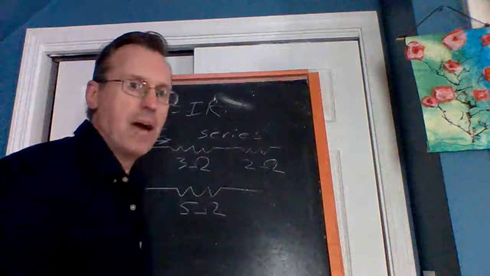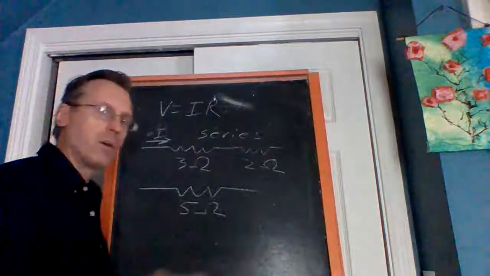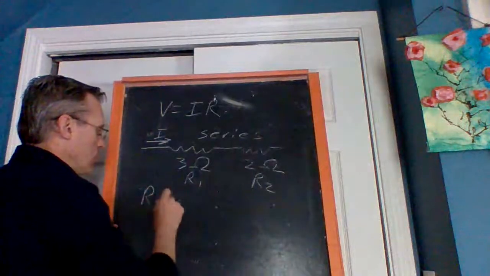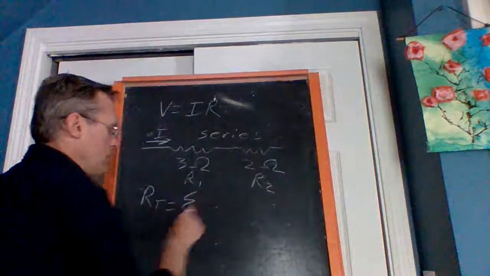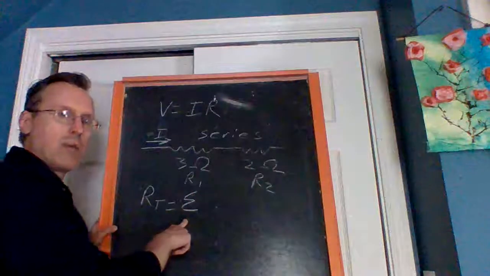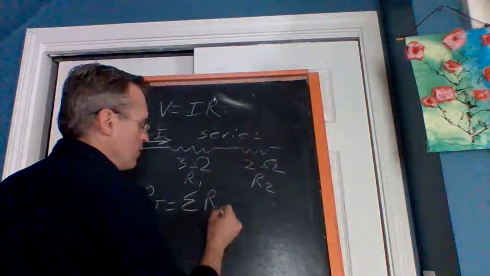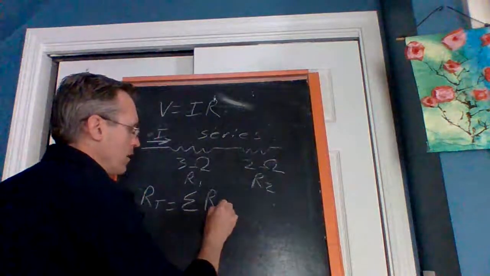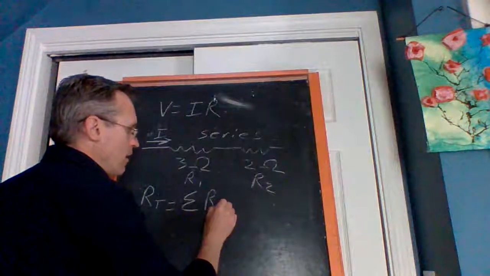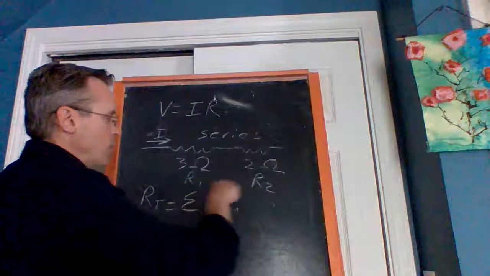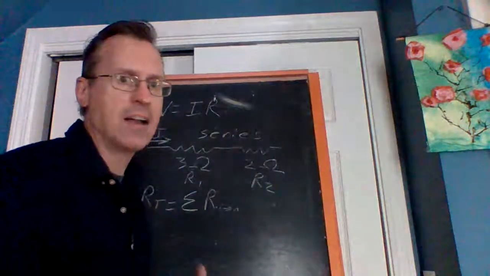Now, when resistors are hooked up in series, they add. So we'll call this R1, call this R2. So the total resistance of resistors in series is the sum, that's that summation symbol, like net force, so it means you add. It's the sum of the resistors, R_i to the n, or whatever notation you use, but it means add 1 plus 2, and if there's a third one, add that, and so on.